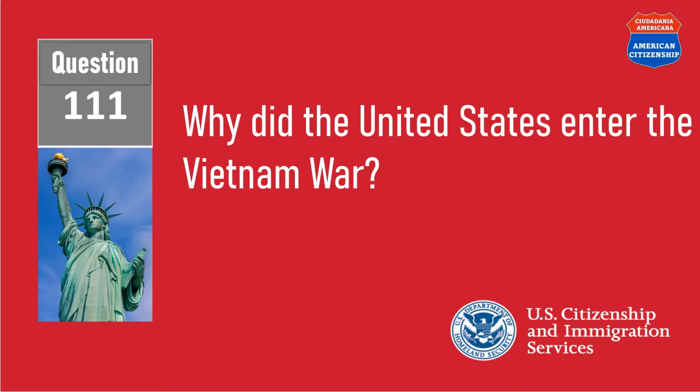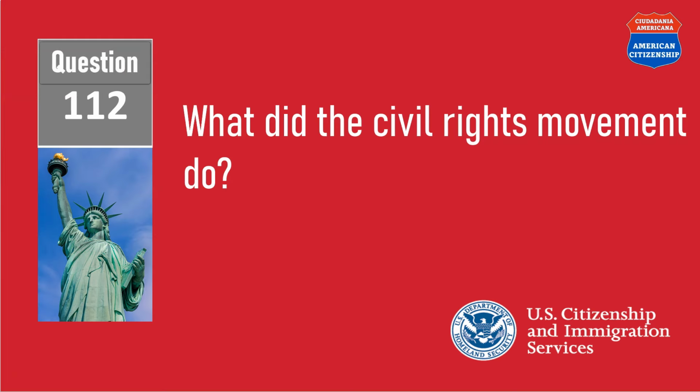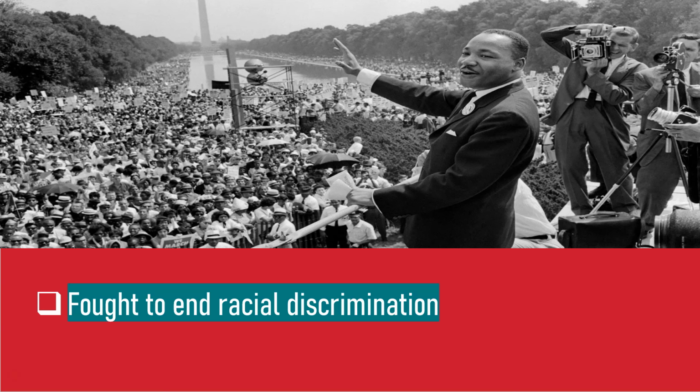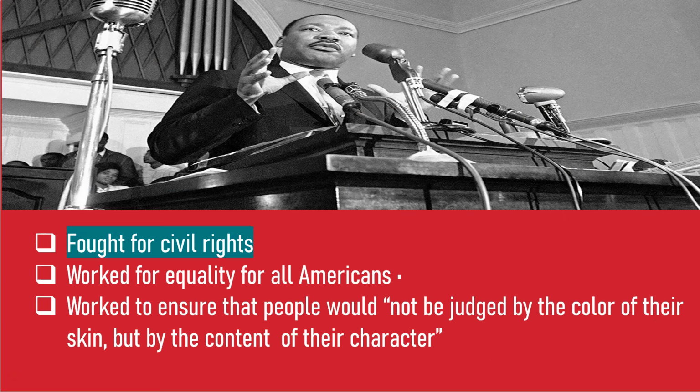Why did the United States enter the Vietnam War? To stop the spread of communism. What did the Civil Rights Movement do? Fought to end racial discrimination. Martin Luther King Jr. is famous for many things. Name one. Fought for civil rights.